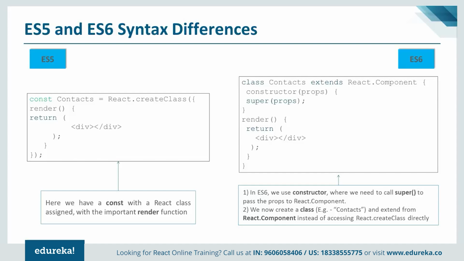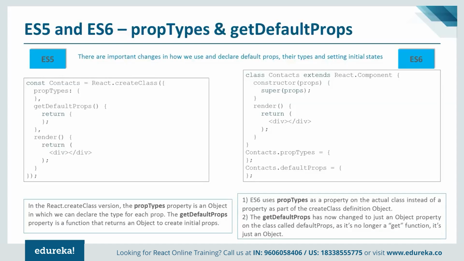We are using a super where we need to pass the props to React.Component. We now create a class. We are not using React.createClass. Now we have to create a class and extend from React.Component instead of accessing React.createClass directly. This is the first difference, or you can say the syntactic difference between ES5 and ES6. Now let's talk about the other differences.